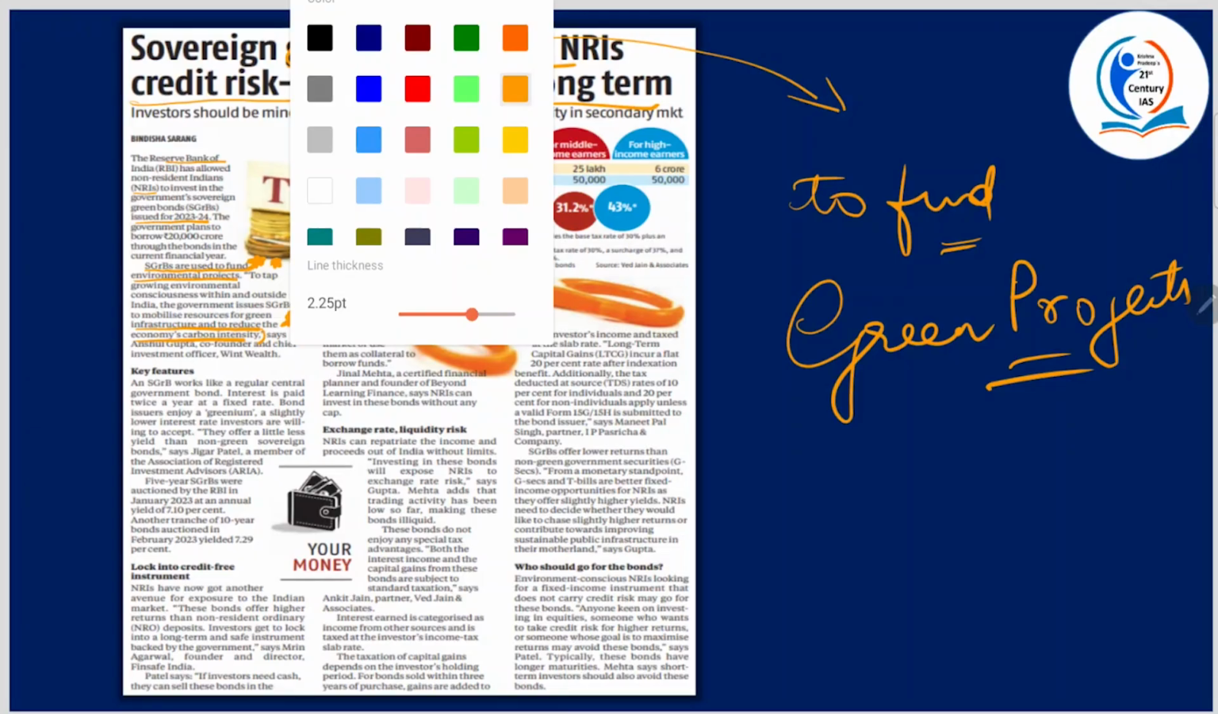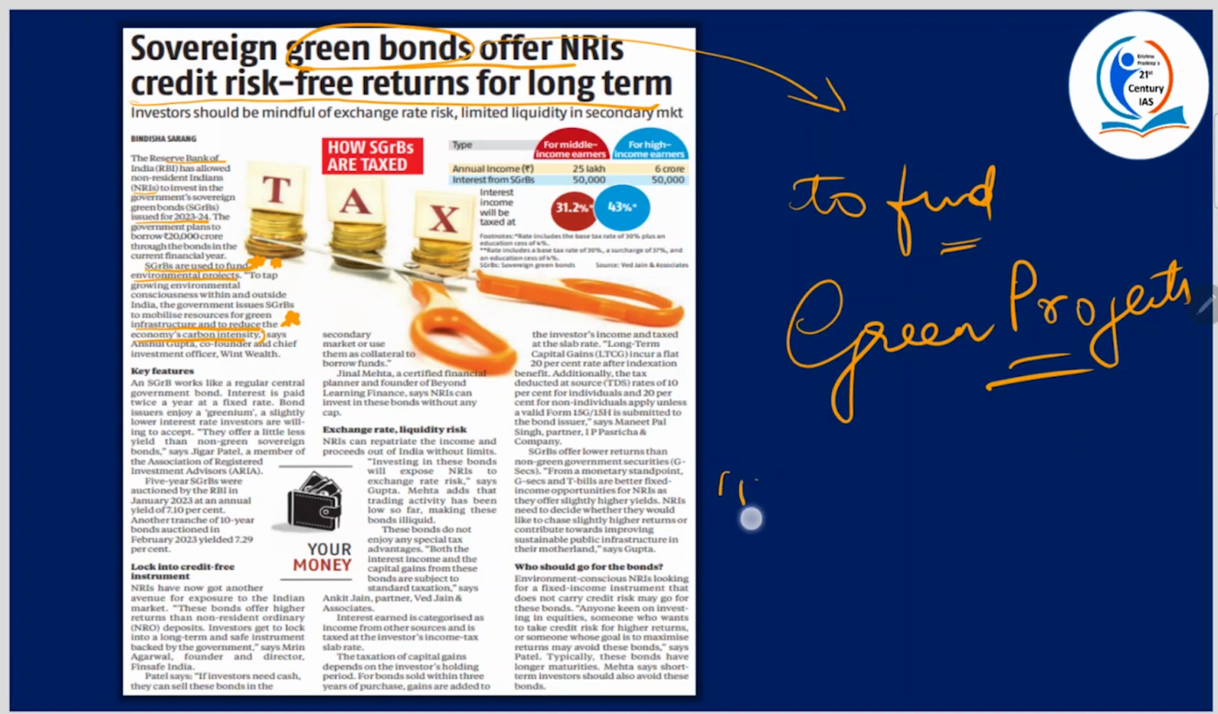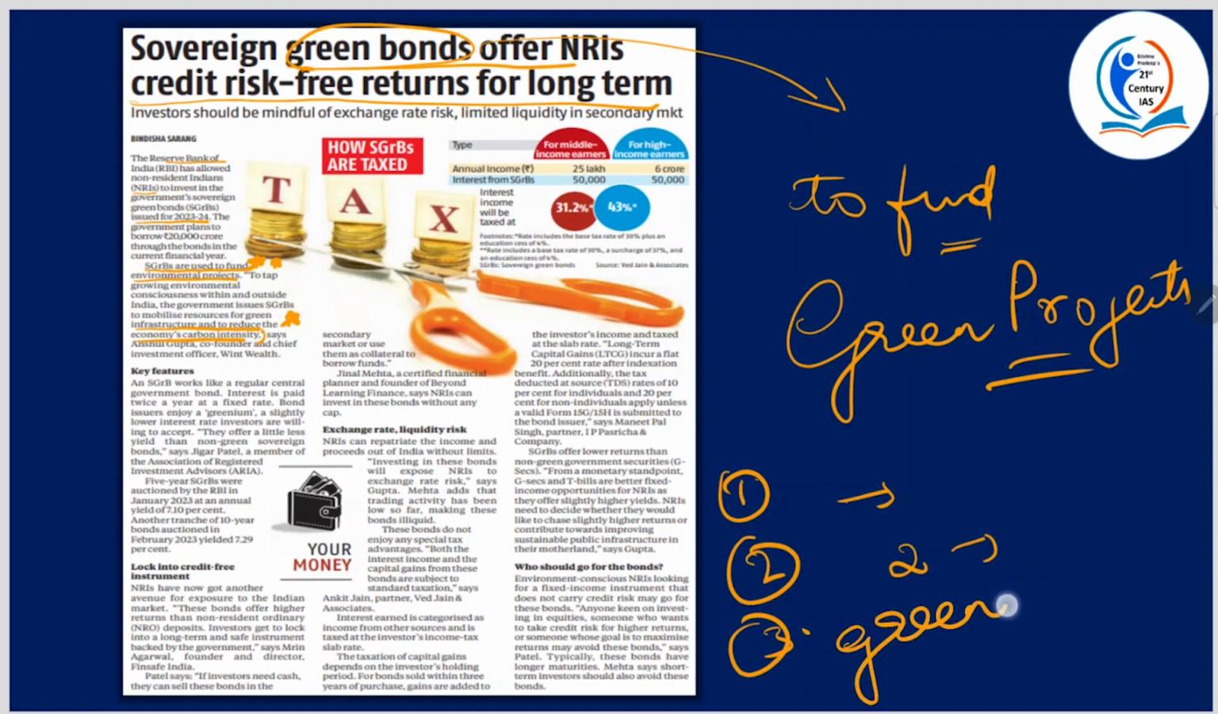Now, what are the features of these sovereign green bonds? 1. They are like regular central government bonds. 2. Interest will be paid twice a year at a fixed rate. 3. Bond issuers will enjoy a greenium. Now, what is greenium? This can be a standalone question too. Greenium is green premium. It refers to pricing benefits based on the logic that investors are willing to pay extra or accept lower yields in exchange for sustainable impact. So that is green premium or greenium.